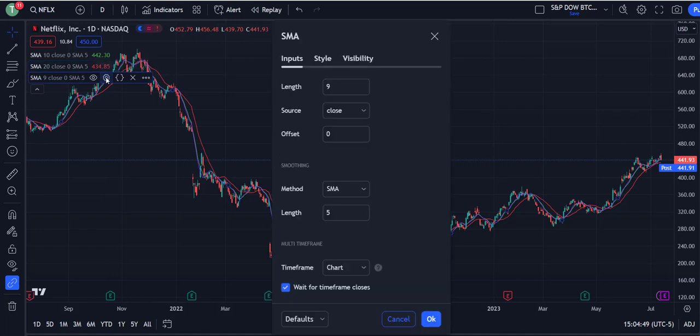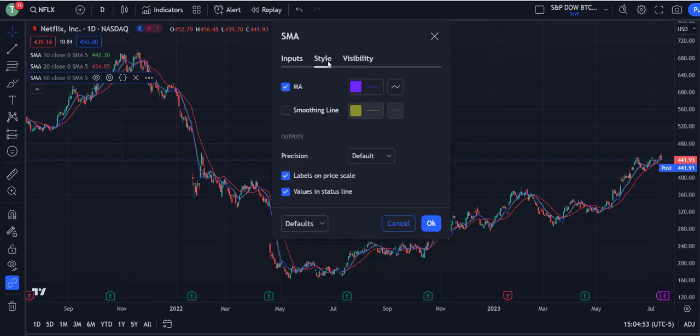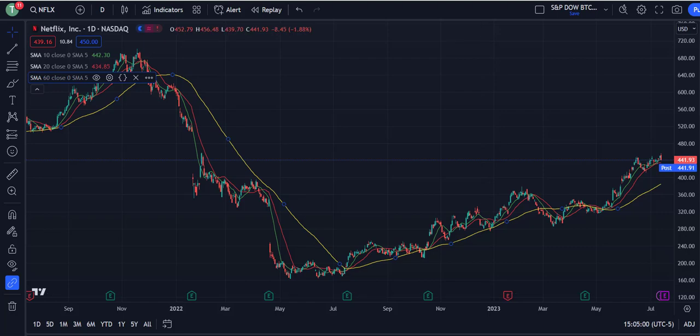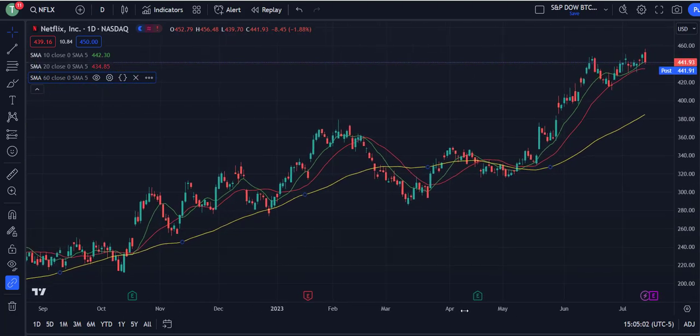So let's go ahead and change this to 60-day. I like my 60-day to be the yellow. There we go. Okay, now let's zoom on in.